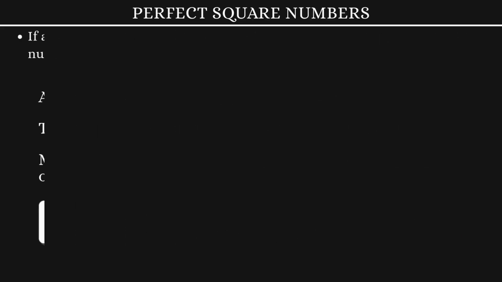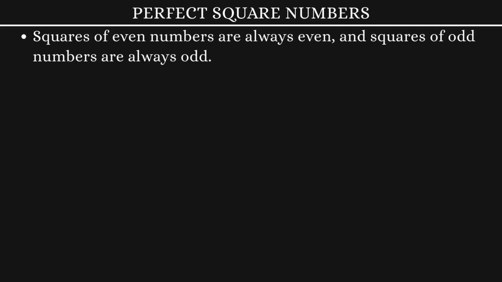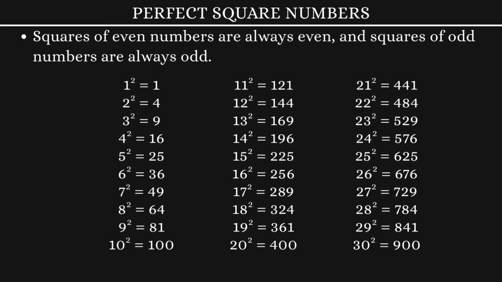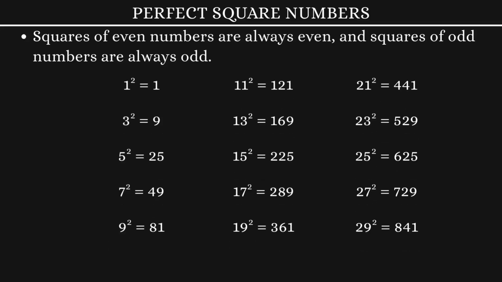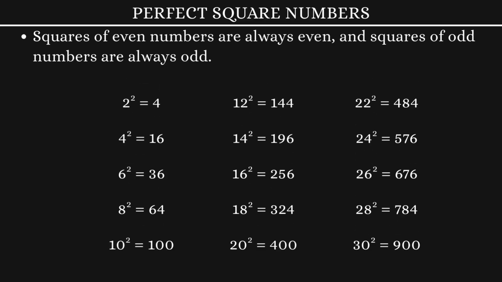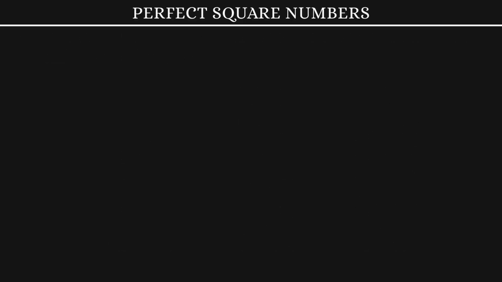The next property. Squares of even numbers are always even and the squares of odd numbers are always odd. Here again, let's check the table of first few square numbers. If you notice, all the odd numbers when squared result in an odd number, and all the even numbers on squaring will result in a perfect square which is even. With that, we'll move on to the next property.